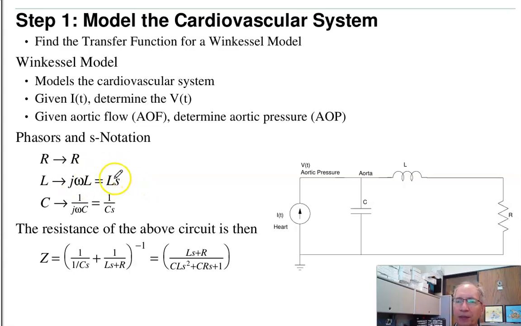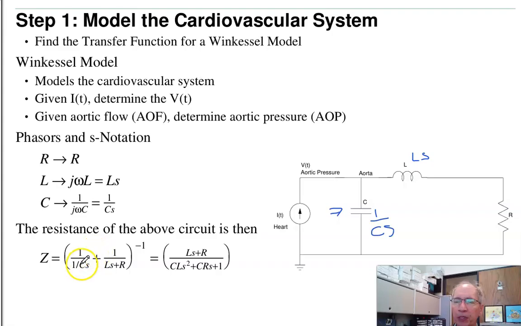S means j omega, and also means derivative. The capacitor is 1 over j omega C, or 1 over CS for short. So here, the impedance is 1 over CS. This impedance is LS. Here's R. The total impedance, looking in, is a capacitor in parallel with an RL circuit. So that's 1 over the impedance of a capacitor, 1 over CS, plus the inverse of the series RL, where in series they add: 1 over LS plus R. Take the inverse, and that's the total impedance.